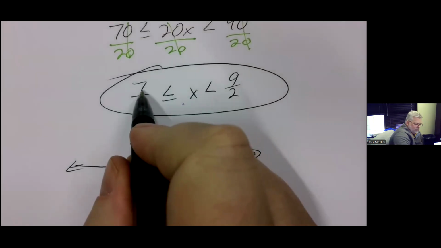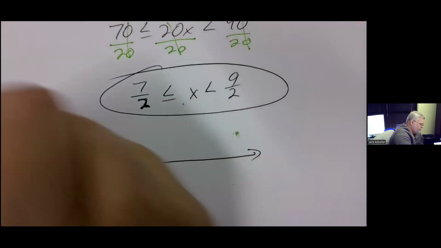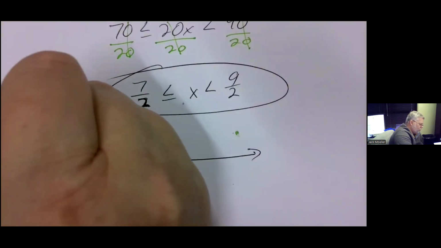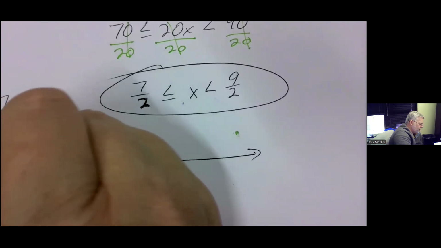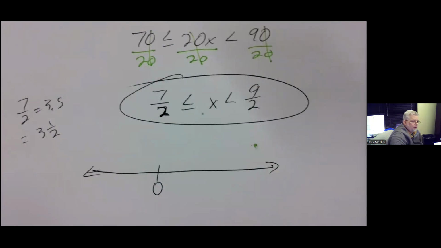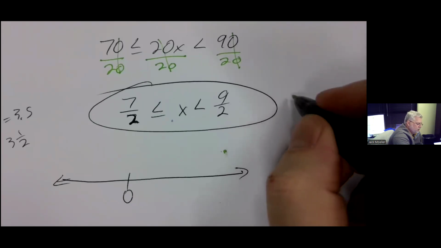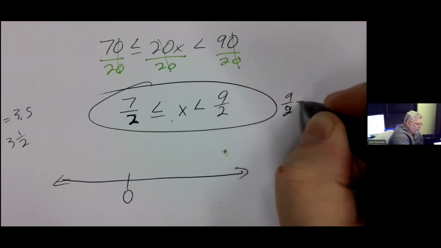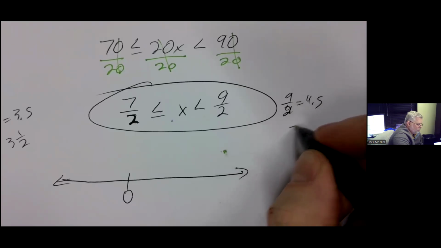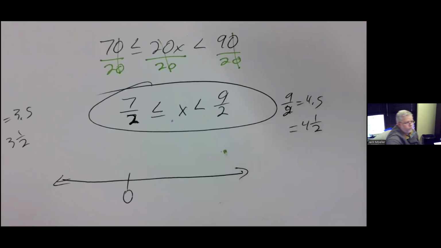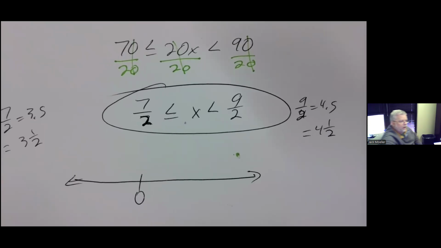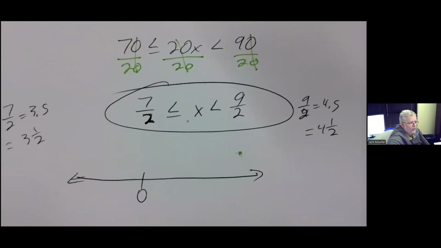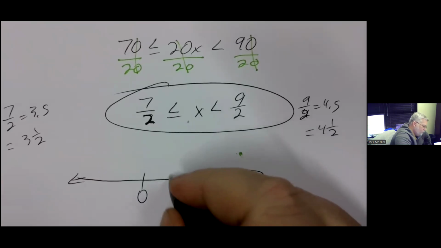So 7/2 is 3.5, or it is 3 1/2. 9/2 is 4.5, or 4 1/2. So when I want to graph fractions on a number line, going to decimals or mixed numbers is the way you want to do it. So we need 3 1/2 for one of them, 4 1/2 on the other.